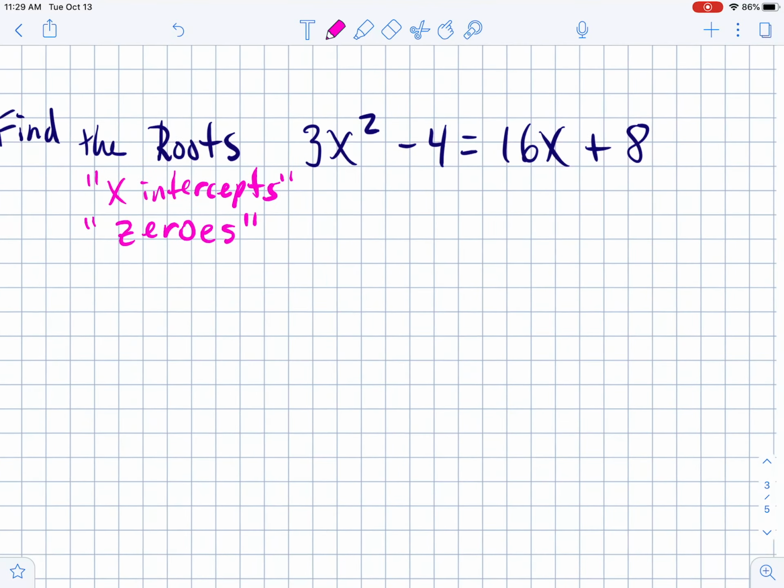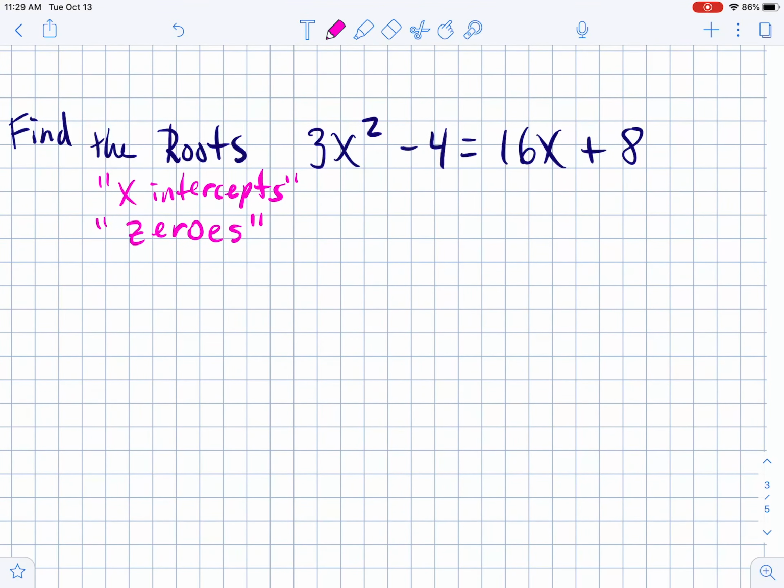So, if I'm going to find the roots, the x-intercepts, you're going to want to use factoring. But the first step you want to do is get everything on one side. So, I'm going to keep the 3x squared over here. Subtract 16x, but also subtract 8, so you get negative 12 is equal to 0.